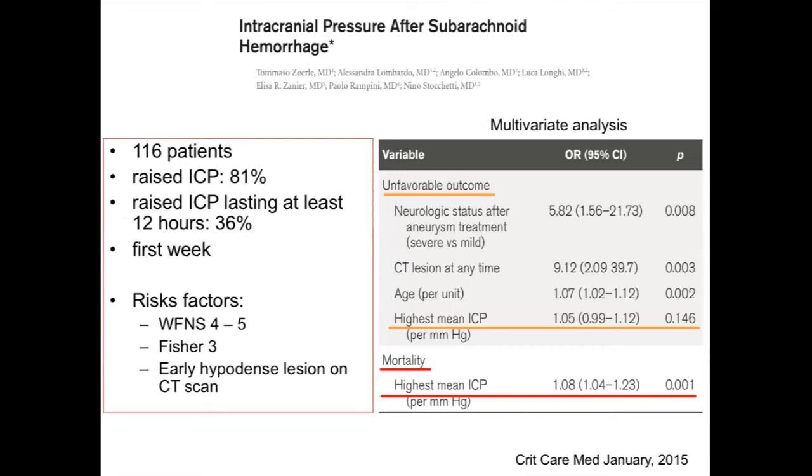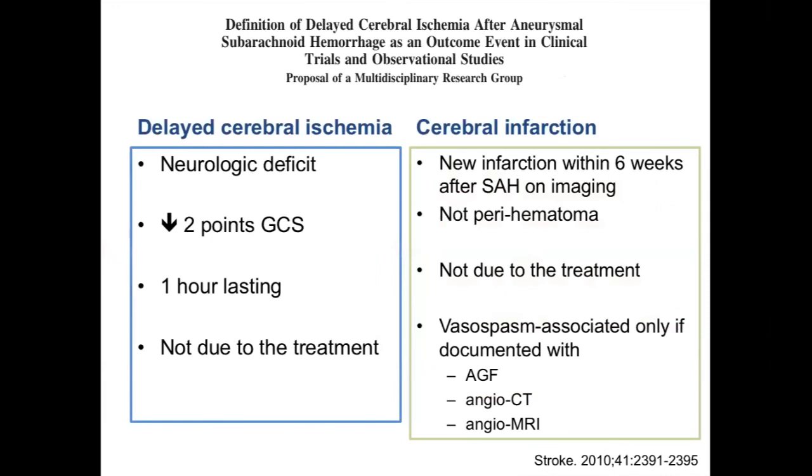And at multivariate analysis, there was an association between the greatest mean ICP lasting 12 hours and mortality, not with functional outcome, meaning that if the patients die in the beginning, they probably die because of intracranial hypertension. If they survive, then ischemia is mostly a factor associated with bad outcome. In SAH, we are very scared. If the patient survives the first 2-3 days, then we are very worried about delayed cerebral ischemia.